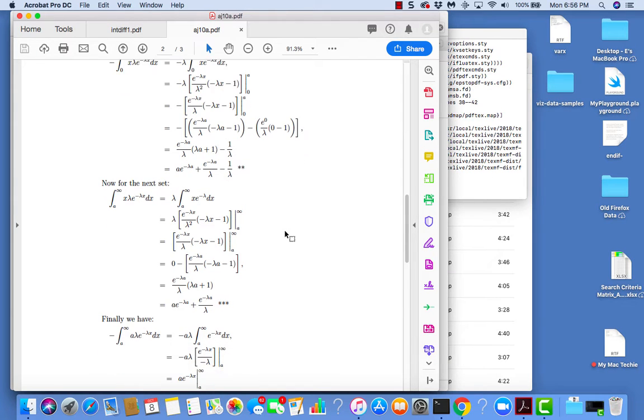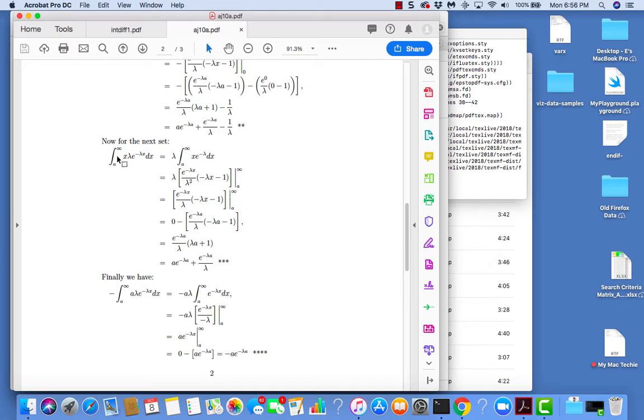Okay, so let's go on to the third one. Here we have the x times the exponential again, but this time we're evaluating from a to infinity. So I'm going to pull the lambda out like we did before. I still have the same kind of term here. I have lambda times the bracketed term of e to the minus lambda x over lambda squared times minus lambda x minus 1 evaluated from 0 to a. And what I'm going to do is cancel one of the lambdas out. So now I have e to the minus lambda x over lambda times minus lambda x minus 1 evaluated from infinity to a.